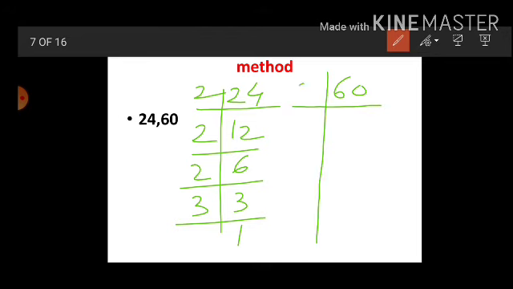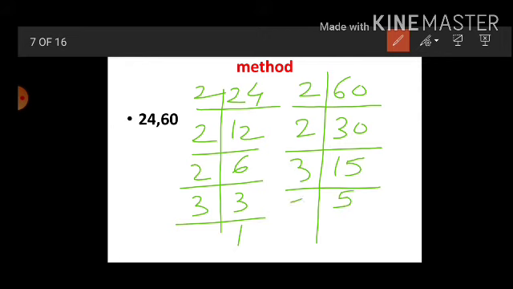Again here 0 is an even number. When we divide 60 by 2, we get 30, then 30 divided by 2 is 15, and then 3 fives are 15 and 5 ones are 5. These are the prime factors of 24 and 60. Now these prime factors we write here next.